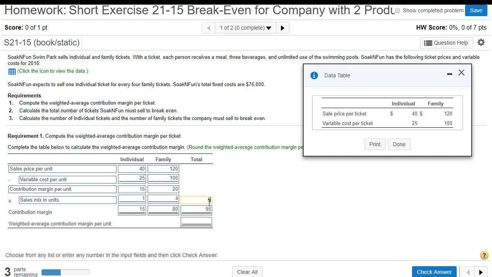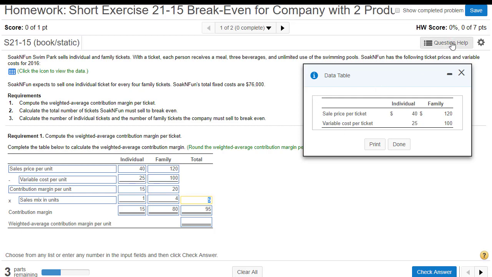So what this means is that for every 5 tickets they sell, they're going to get a total contribution margin of $95. So what is the average? That's what we want to calculate here now, which is the weighted average. So out of every 5 tickets, of which 4 will be the family and 1 is the individual, we get a total of $95 of contribution margin. But what is that per ticket?